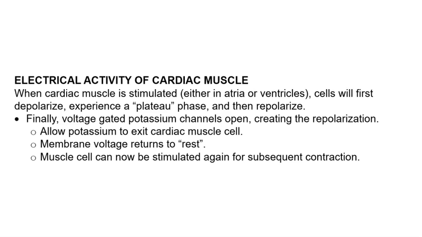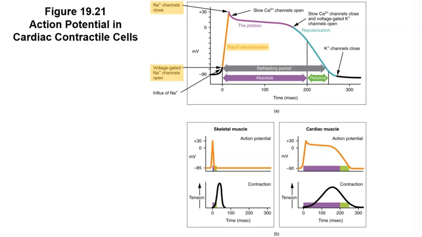contractions and heartbeats. So figure 19.21 shows the opening of the voltage-gated sodium channels in the cardiac muscle cell. The tracing over time shows the voltage rising from minus 90 millivolts to plus 30 millivolts. So that's the depolarization. And it's at this point, when the voltage rises to plus 30 millivolts, that the sodium channels will begin to close.